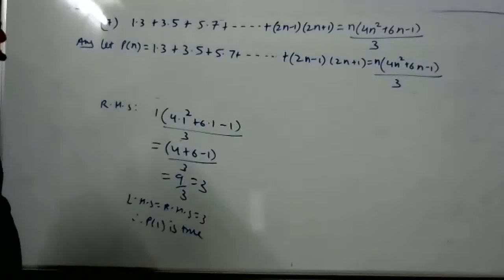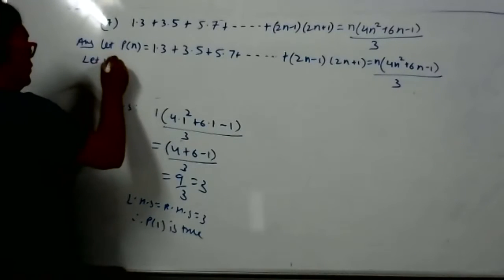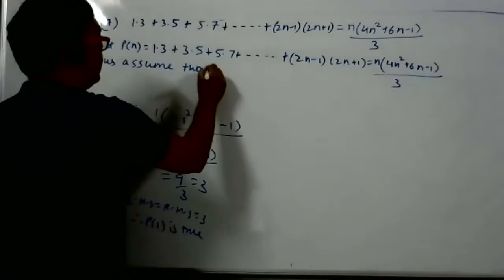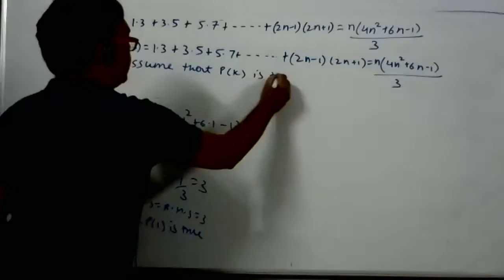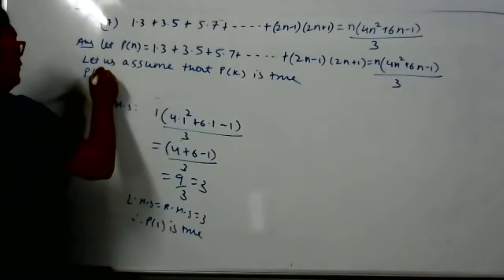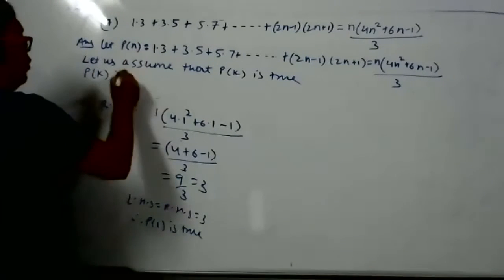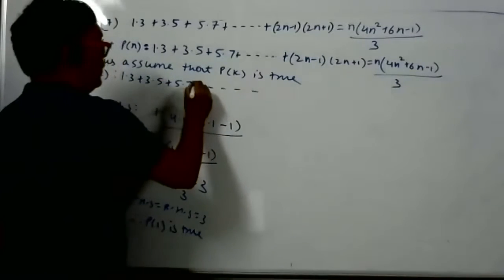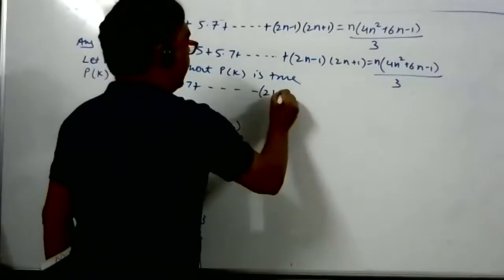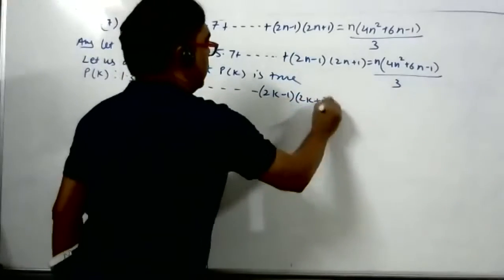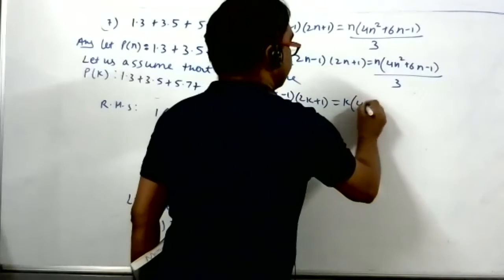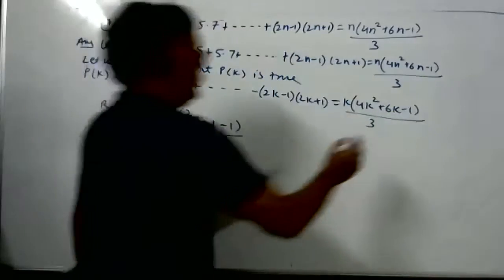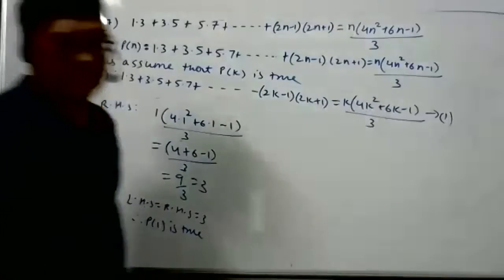Next, what can we do? Write fast. Let us assume that P of n is true when n is equal to k. P of k is true means wherever n is there, substitute k. P of k: 1 into 3 plus 3 into 5 plus 5 into 7 plus ... plus 2k minus 1 into 2k plus 1 is equal to k into 4k square plus 6k minus 1 by 3. This is correct, no argument in that. We have assumed it is correct, that much only.